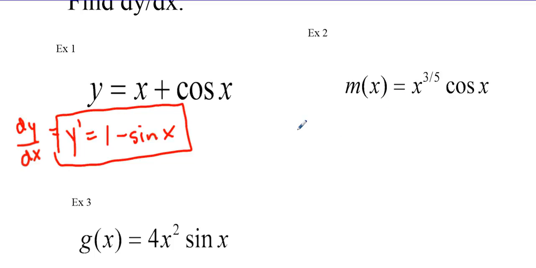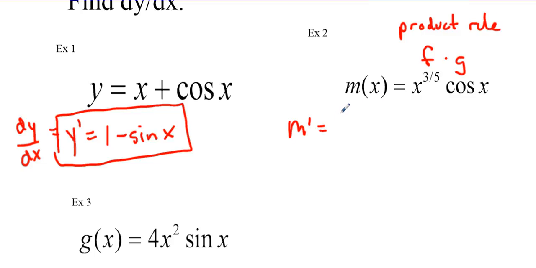Right here, we're going to keep on going. I have m of x. Now, m of x I have here is x to the 3/5 times cosine of x. Well, how would you find that derivative? Well, we have this one, which I can call f, times cosine, which I'll call g. Well, f times g, I have to use what's known as the product rule. And I went through several tutorials on how to do the product rule, but we have to use a product rule here.